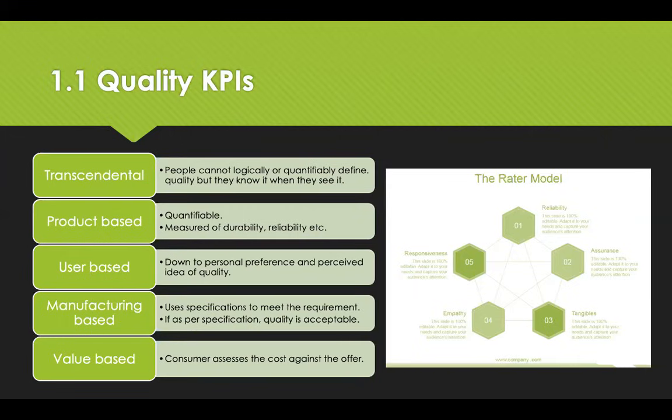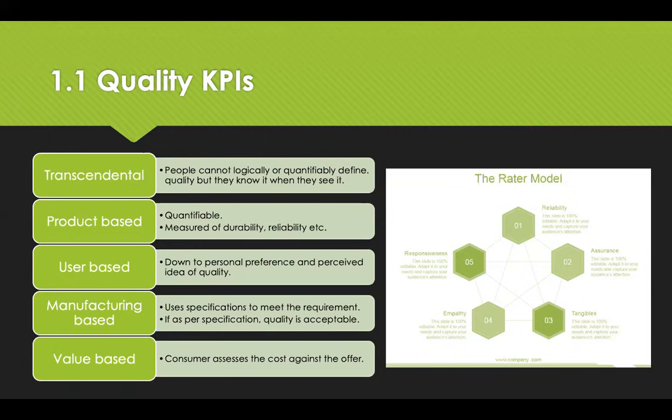But quality can be measured in a number of ways. What you can see on the left-hand side of the screen is David Garvin's view on quality. He says that quality is either transcendental, which is when people can't logically or quantifiably define it, but they know it when they see it, or a product-based approach, which is very quantifiable because you're measuring things like durability, reliability.